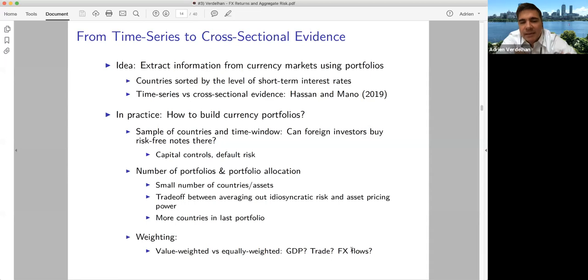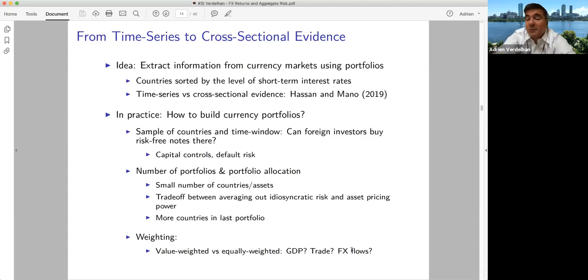I could just mention a tiny detail is that we made at some point this choice that I think has been replicated since, to have more countries in the last portfolio. Because think about it, you want to build 5 currency portfolios, you have 26 countries, you don't have 5 countries per portfolio. So where do you put the residual number of countries? Well, let's put them in the last one. Why not? It's just, if you hope that this is where the information is, you want the idiosyncratic risk to average out more there. But this is very fuzzy, of course.